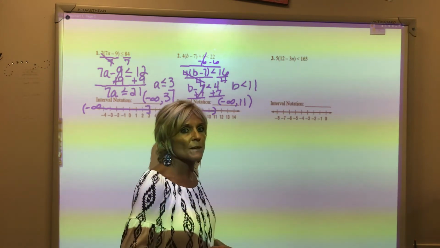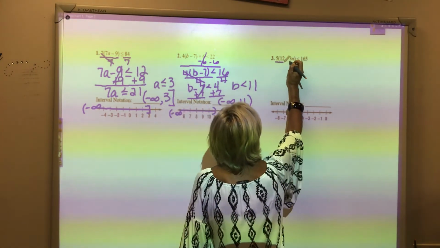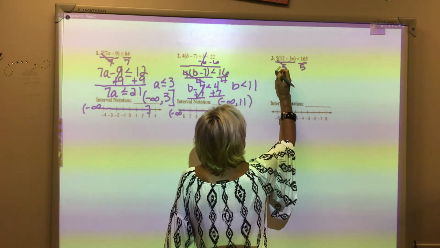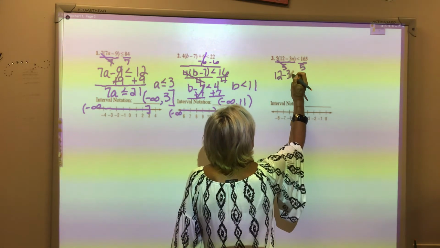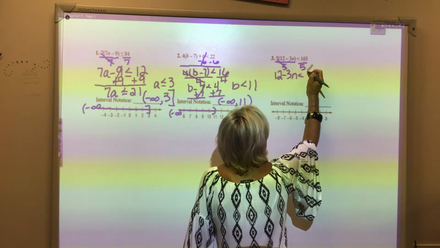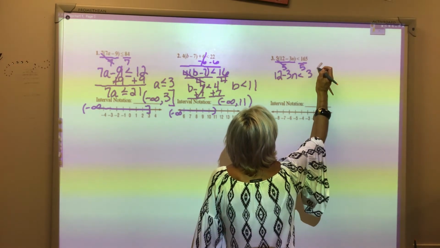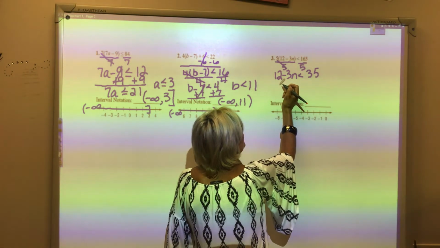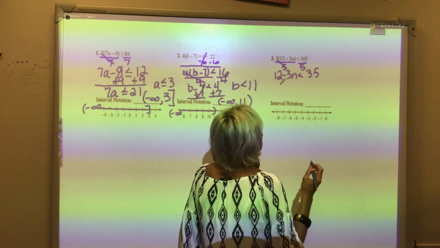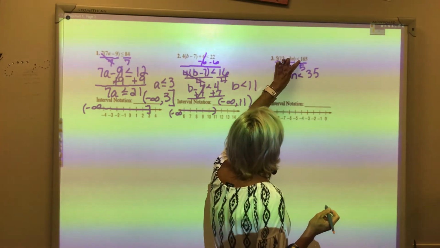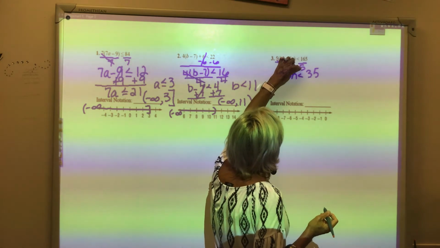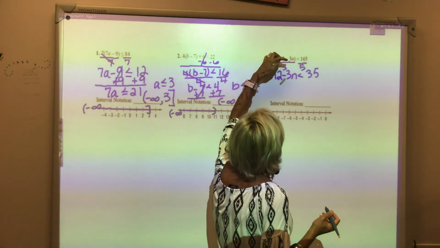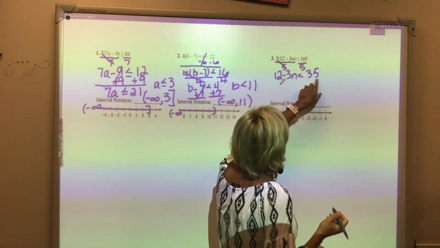On number 3, let's start by dividing by 5. That will give us 12 minus 3n is less than 35. Let's subtract 12 from both sides. I'm checking my math really quick. 5 goes into 16 3 times, which is 15. And then we would have 5 into 15. I'm sorry, that should be a 33.